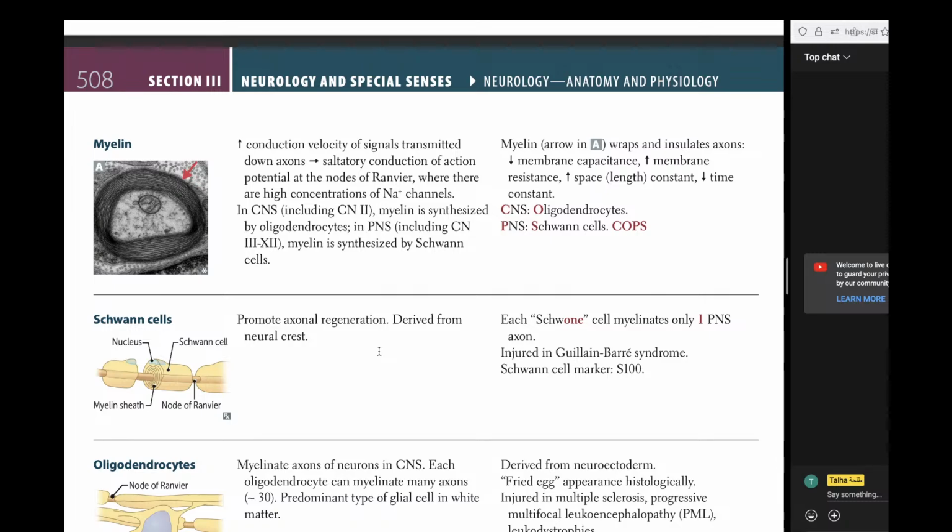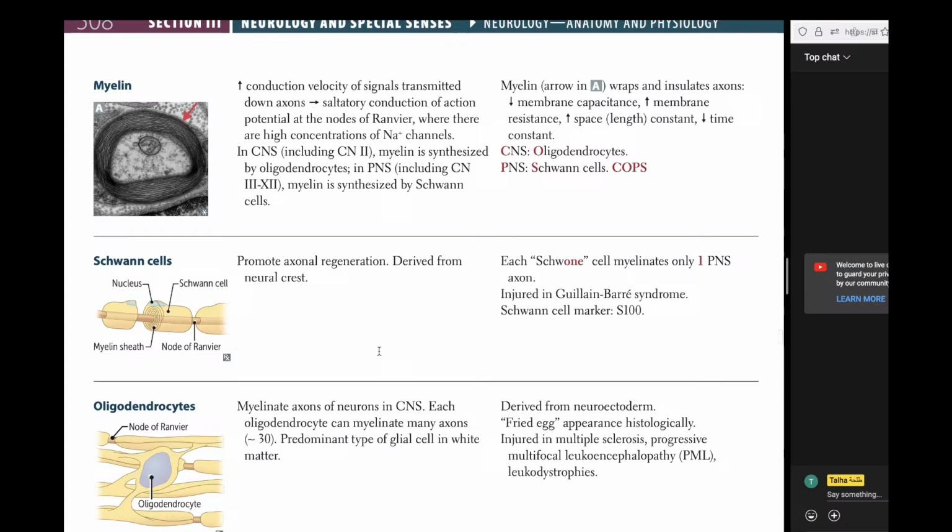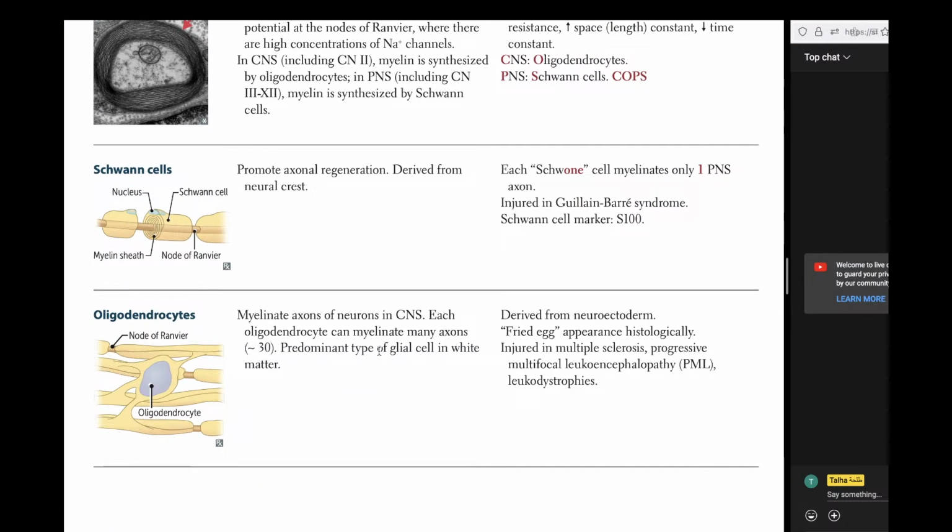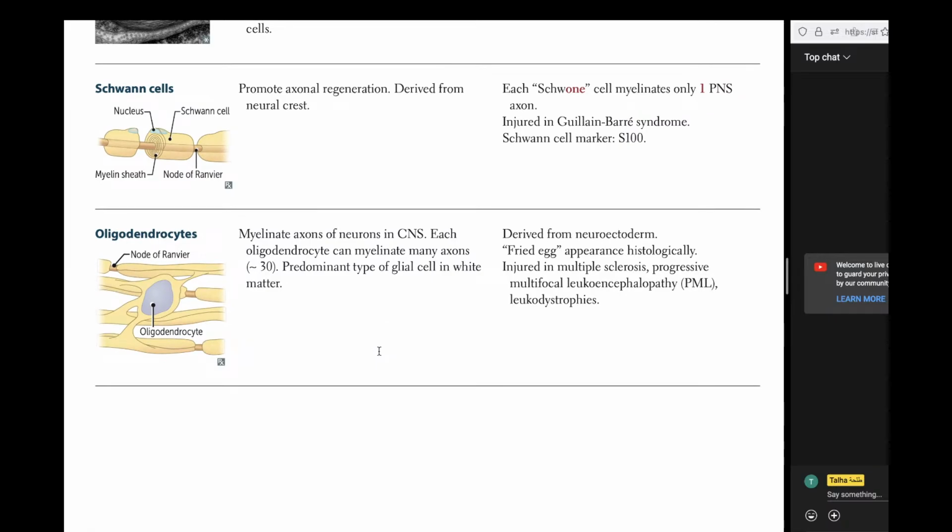Okay, COPS. Schwann cells, these promote axonal regeneration. They are derived from neural crest. Okay, each Schwann cell myelinates only one PNS axon, injured in Guillain-Barré syndrome. Schwann cell marker is S100. Okay, oligodendrocytes myelinate axons of neurons in the CNS. Each oligodendrocyte can myelinate many axons, about 30. Predominant type of glial cell in white matter.